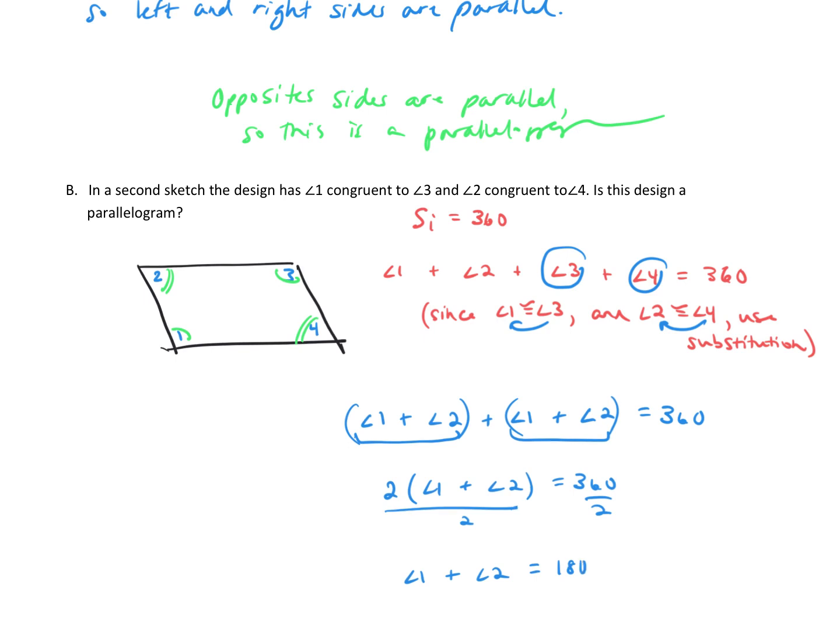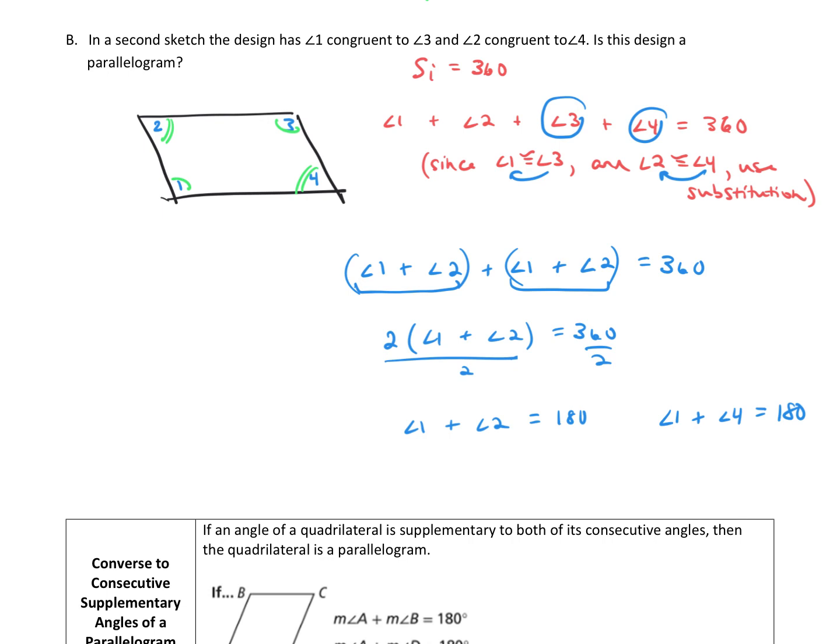In our picture, we can see that angle 1 and angle 2 are consecutive angles right in a row. With substitution, we also can say that angle 1 plus, we know that angle 2 is congruent to angle 4, so we can replace that angle 2 with angle 4. That's also equal to 180. So all we did was we took this equation and we substituted angle 4 in for this angle 2. And if you look at our picture, angle 1 and angle 4 are consecutive angles. So when you have consecutive angles that add up to 180, that means they are supplementary. So that means that we have a parallelogram.